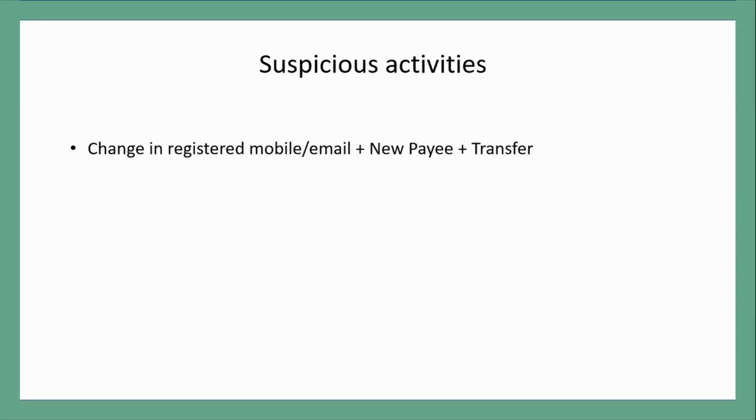So for example, if we detect that the customer's account mobile number has changed or the email address has changed recently, and then a new payee has been added and money is being transferred, this is a potential suspicious activity, because the fraudster might have somehow changed the email address or mobile number, and if successful, then the OTP will come to that mobile or email address and a new payee is being added. So it's a suspicious activity.